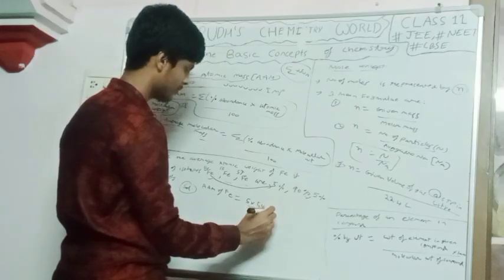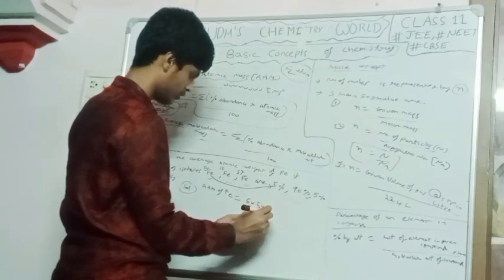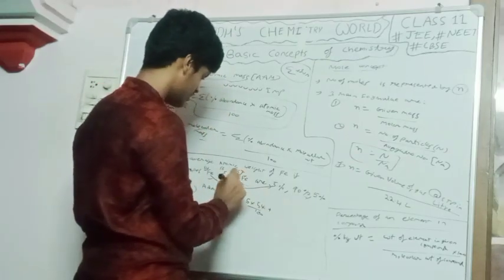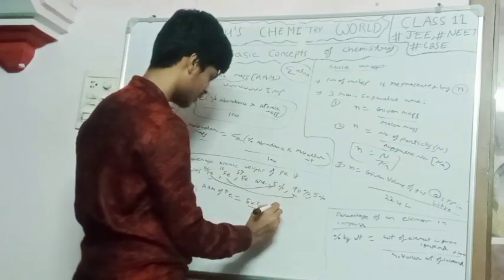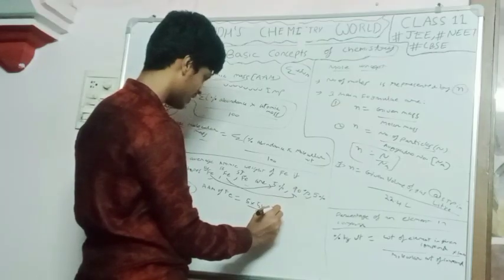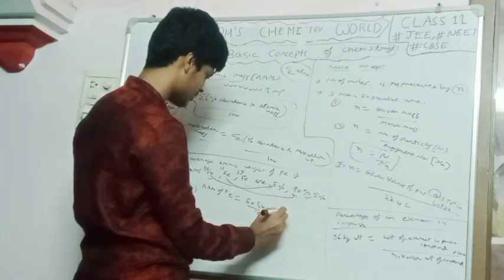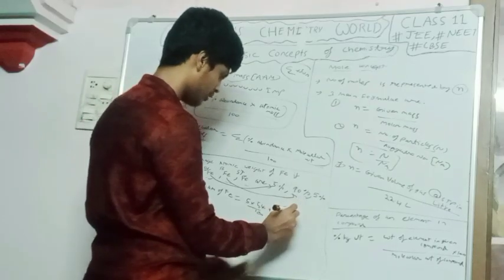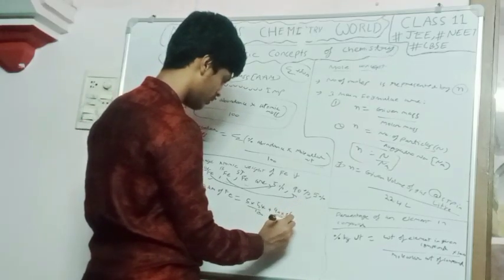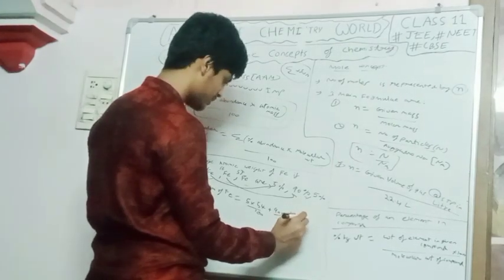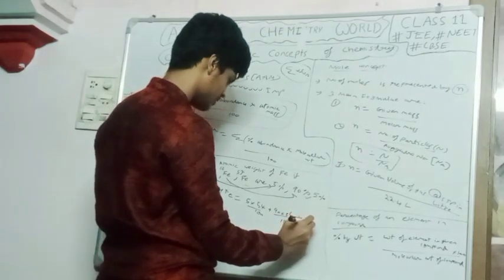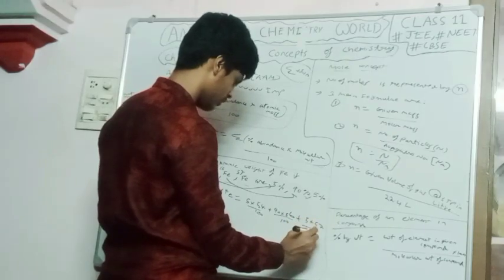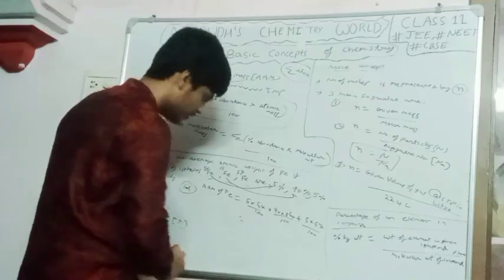Plus, again the percentage abundance of the next one, iron 56: 90 into 56 by 100. Plus percentage abundance into atomic mass, 57: 5 into 57 by 100. Let me do this.